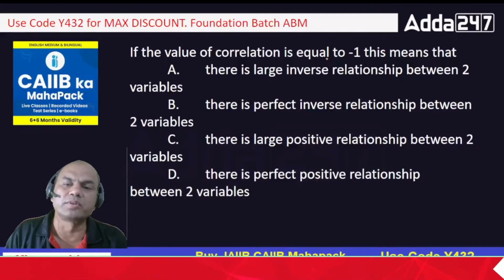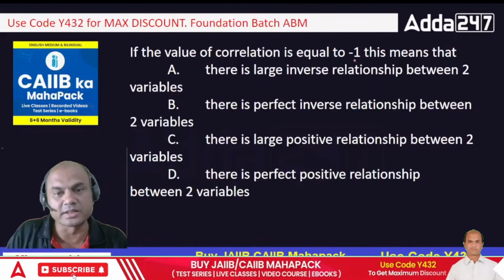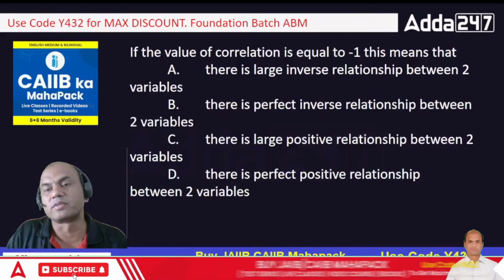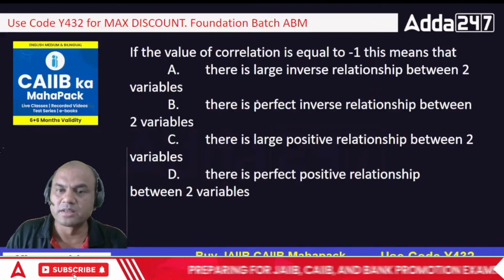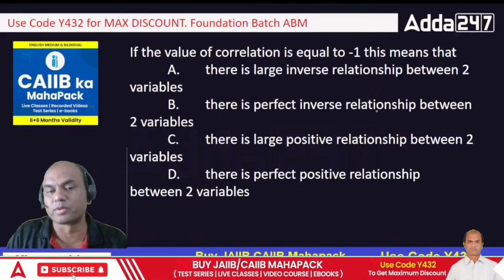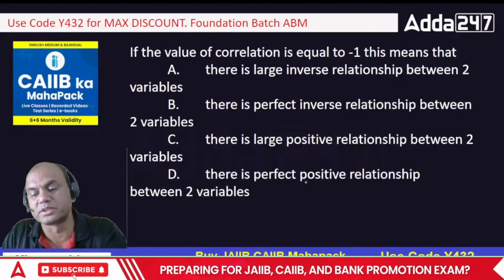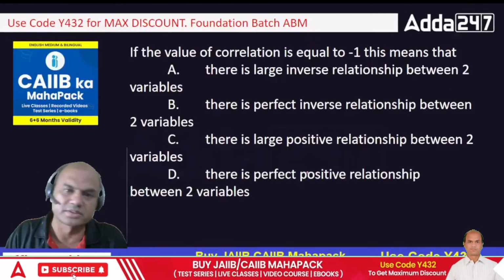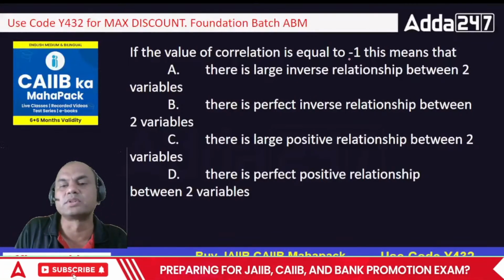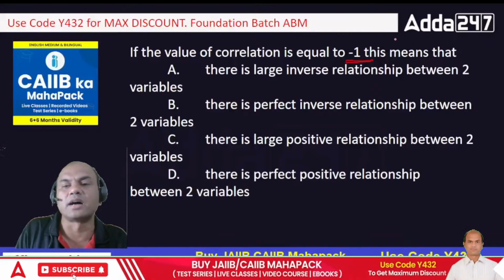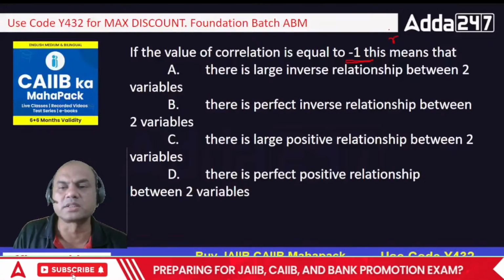If the value of correlation equals -1, now this is related to your correlation and regression statistics. If the value of correlation is equal to -1, then there is a large inverse relationship between 2 variables, a perfect inverse relationship, a large positive relationship, or a perfect positive relationship between the 2 variables. So what is the correct answer? Here, coefficient of correlation equals -1. That is called R, the coefficient of correlation.